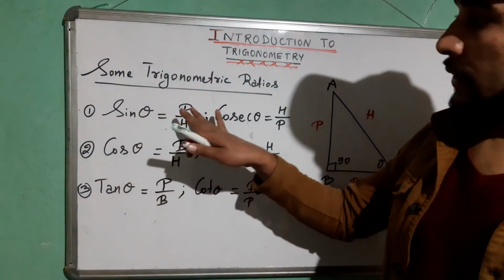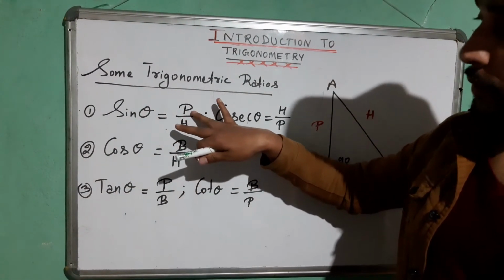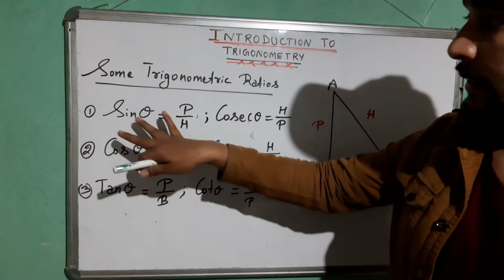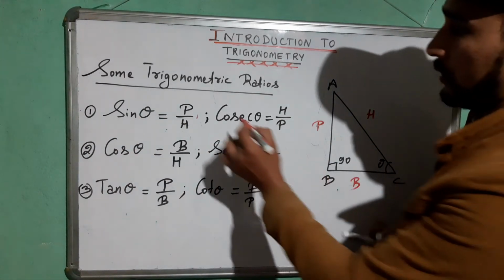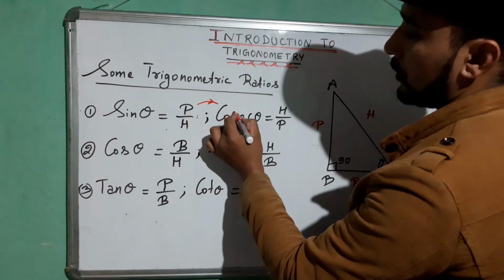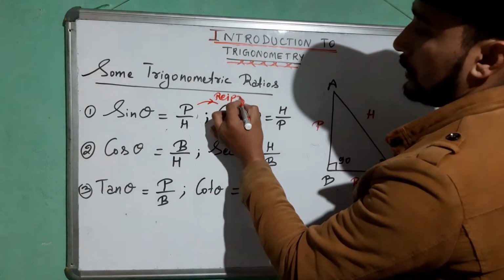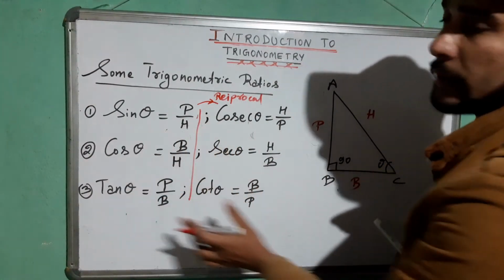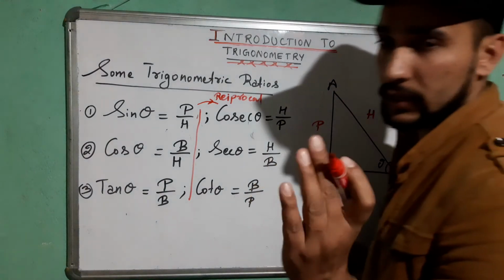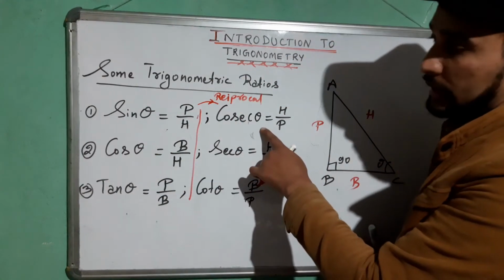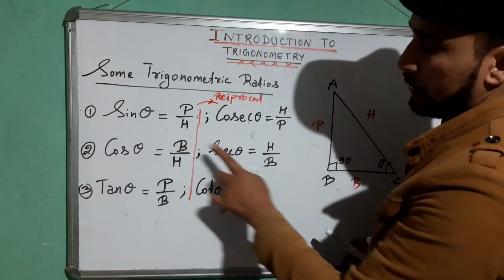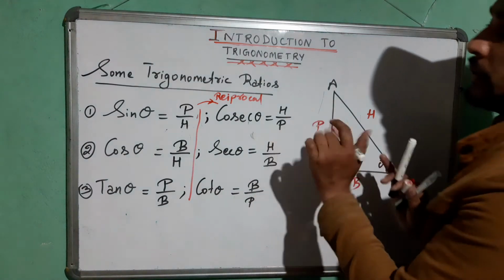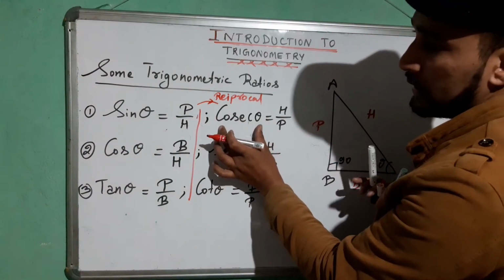So sin theta is perpendicular by hypotenuse, cos theta is base by hypotenuse, tan theta is perpendicular by base. And this section is the reciprocal of the previous part. Suppose I ask you what is the reciprocal of sin theta, then you should say cosec theta. What is the reciprocal of cos theta, then you should say sec theta. What is the reciprocal of tan theta, then it is cot theta. And you can read from this side also. Okay, the reciprocal of cosec theta is sin theta.